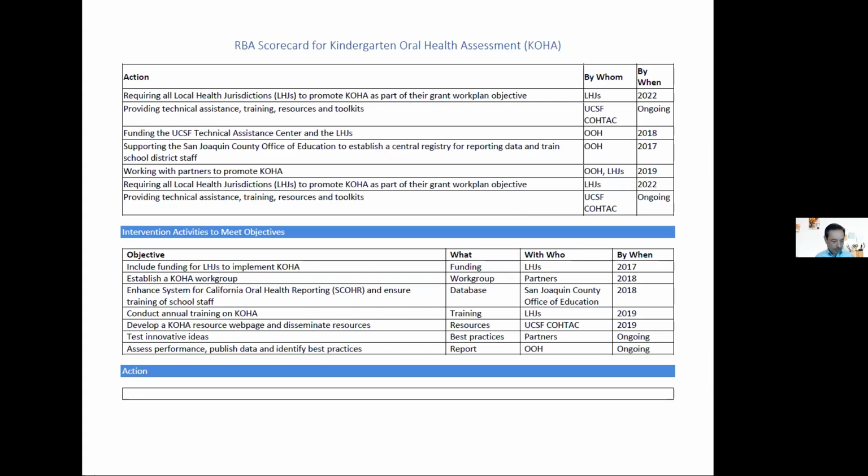Dr. Kumar, did you want me to talk a little bit about the action plan? Yes. As part of RBA, the action plan is key because this is where we're getting back into the specifics of the plan: by whom, by when, what they're doing. We can see here that requiring all LOHJs to promote KOHA as part of their grant work plan objective is key, and we are still on track with that by 2022.